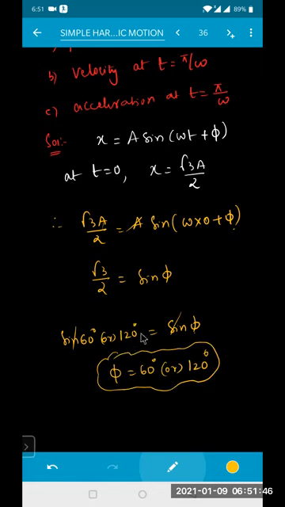Okay, now what is being asked? Velocity at t is equal to pi by omega. First, what you do is, if I take t is equal to 0, I can get the value of cos phi. What is the velocity formula?